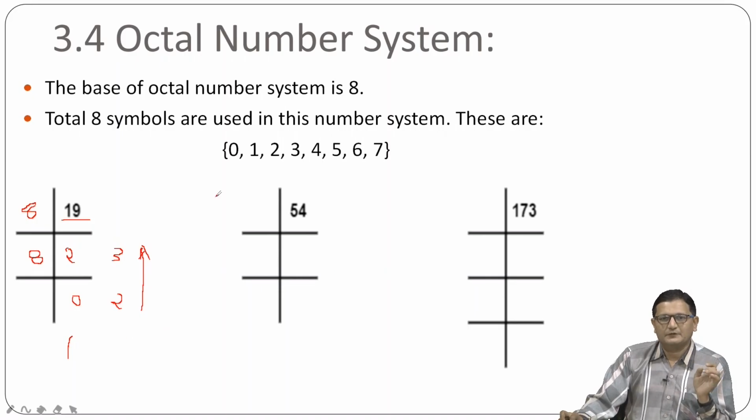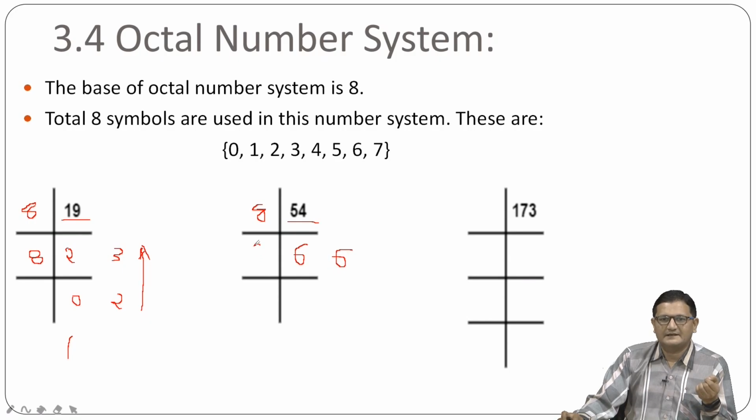Similarly, let us suppose this 54 is given to you, okay, and you want to convert it into octal, right. So here again what you need to do is divide it by 8, okay. So 8 sixes are 48, okay. Now the number is 54, right. So 54 minus 48, what you are getting is 6. So 6, right, it is the remainder.